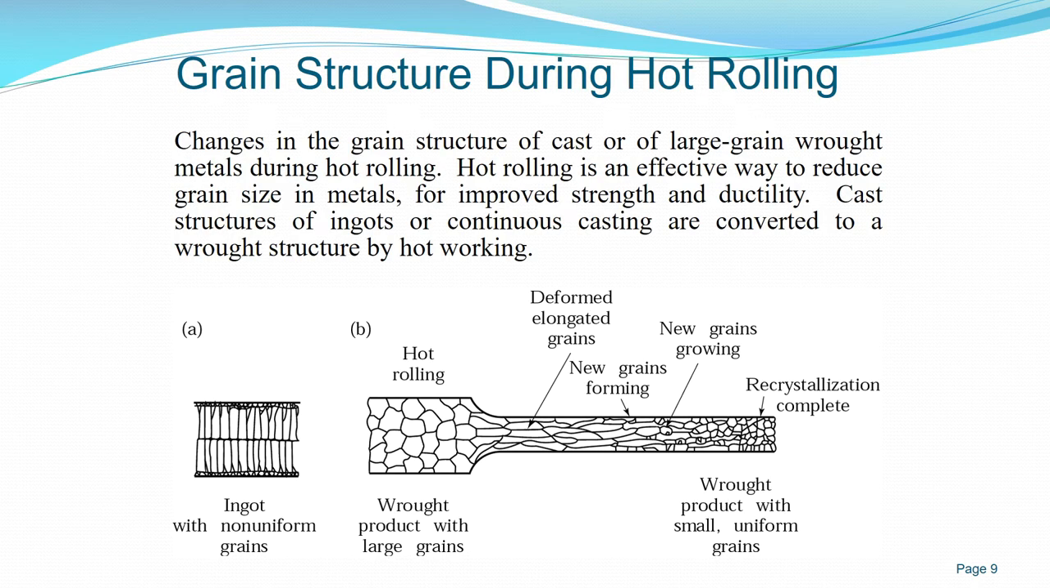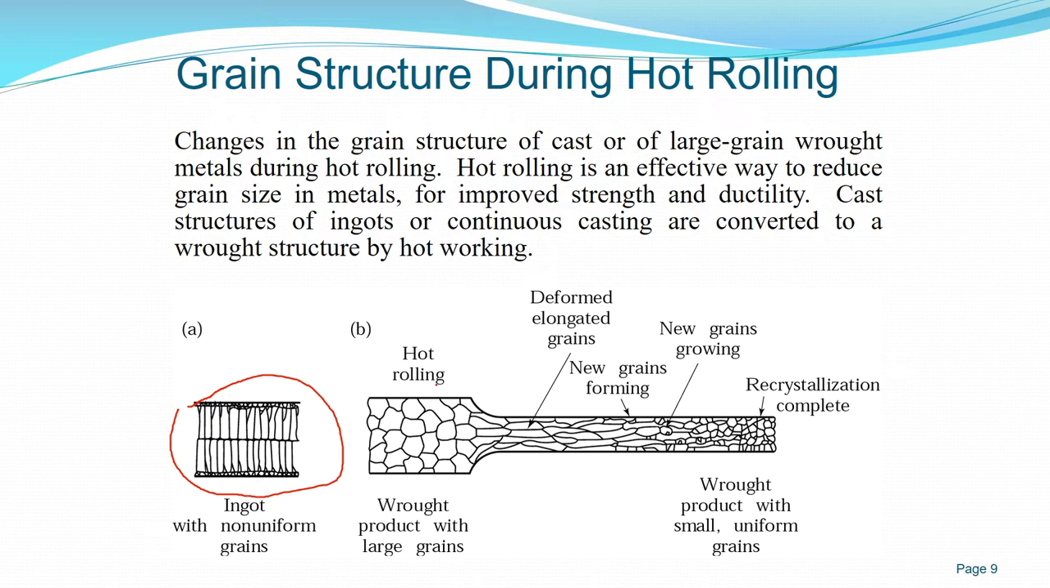This is showing the grain structure during hot rolling. We have the changes in the grain structure of cast or large-grain wrought metals during hot rolling, and hot rolling is an effective way to reduce the grain size of the metals to improve strength and ductility. The cast structure of ingots or continuous casting is converted to a wrought structure by hot working, meaning initially we have larger, non-uniform grains of the ingot coming from casting.